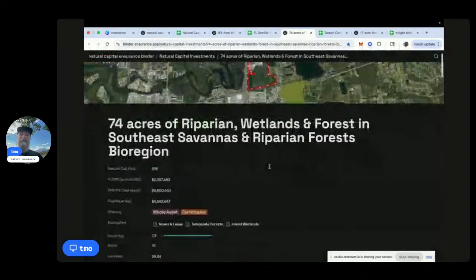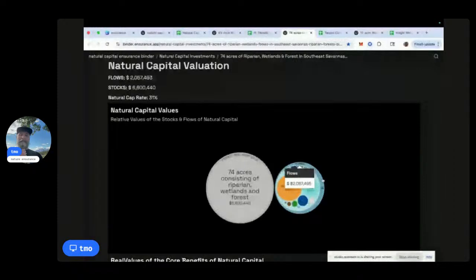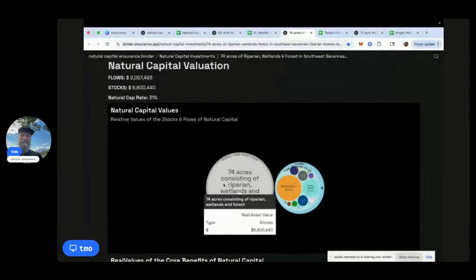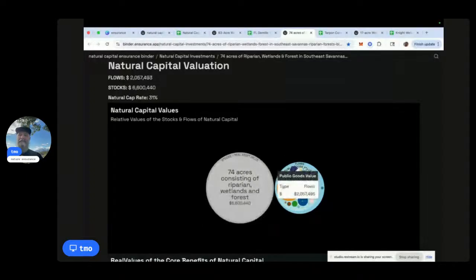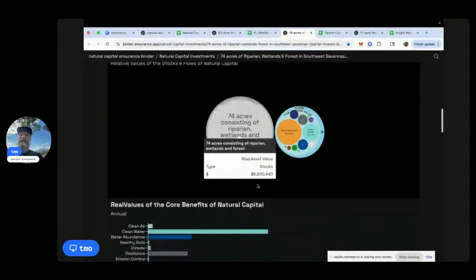So in this one, these numbers are flipped, right? Remember, on the last one, the natural capital value is bigger. This bubble is bigger than the real asset value. Here, the real asset value is bigger, but this is an annual number. So all it takes is a couple of years of flow value to offset this cost value. That's where time value of money and cap rates come into play: if we spread this out, look at what happens.